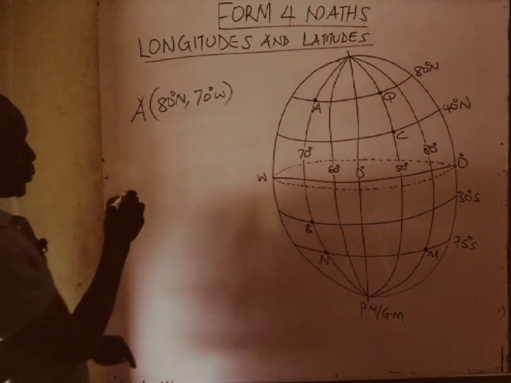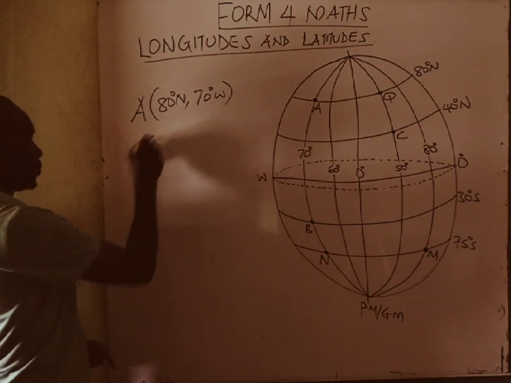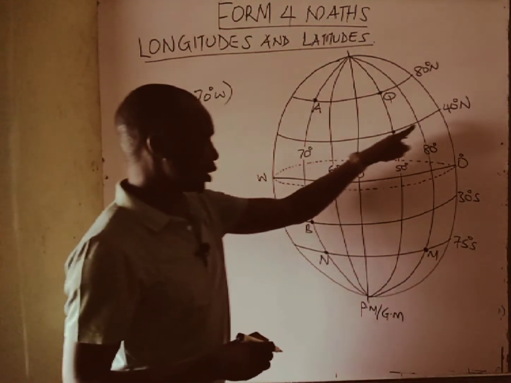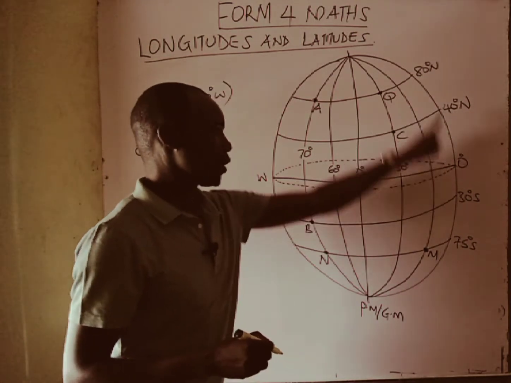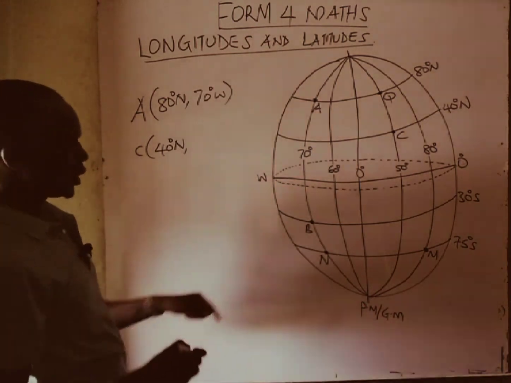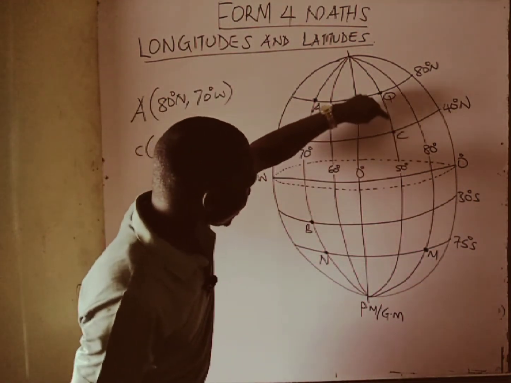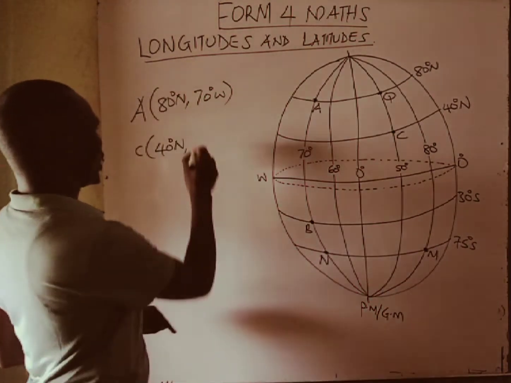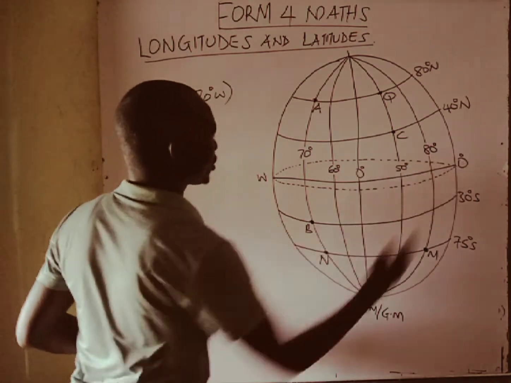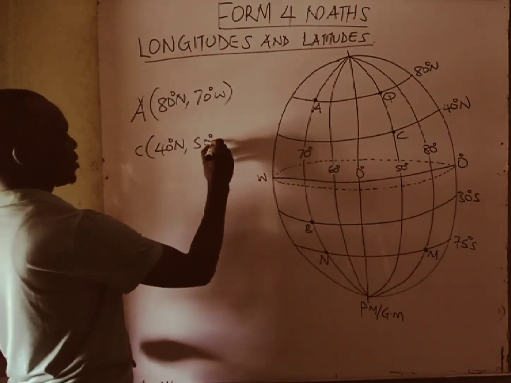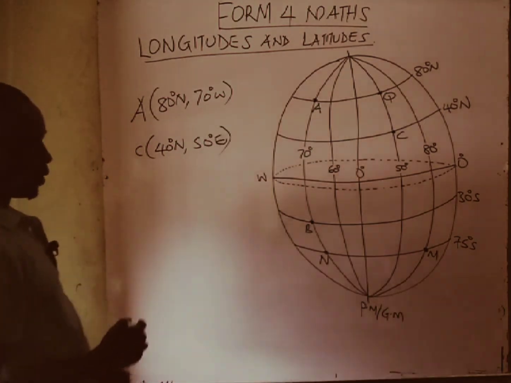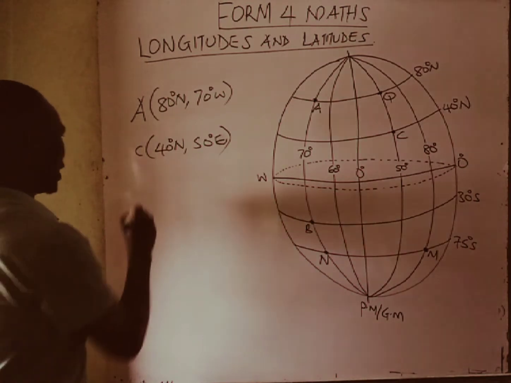If you want to locate the position of a point, for example, C, C lies on what latitude? C lies 40 degrees above the equator. Then let us look at the longitude. This is C and it lies on the longitude 50. It is 50 degrees, but since it is 50 degrees east of the prime meridian, we say it is 50 degrees east.